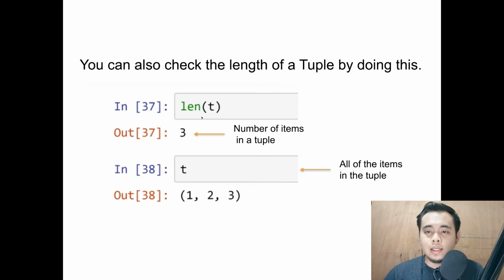Now let's first go with the checking of the length of a tuple. Just like in a list, you can use the function len. Inside the parentheses, you write the variable. If you can see here in the presentation, 3 is the result of len(t), because we only have 3 items in variable t, or in tuple t.